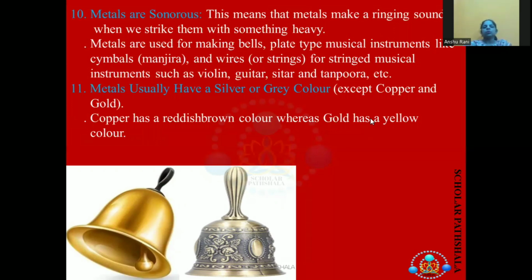Metals are used to make different types of substances like jewelry, etc. Metals usually have silver or gray color. Exceptional cases are copper and gold.